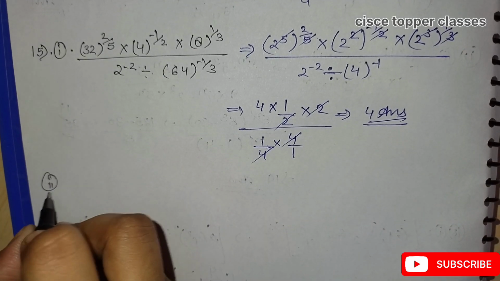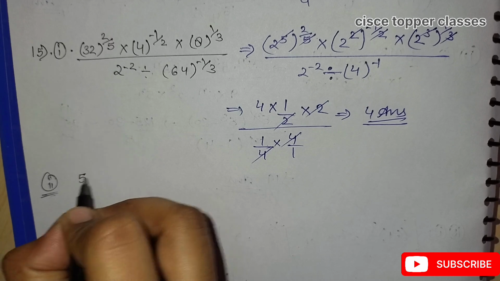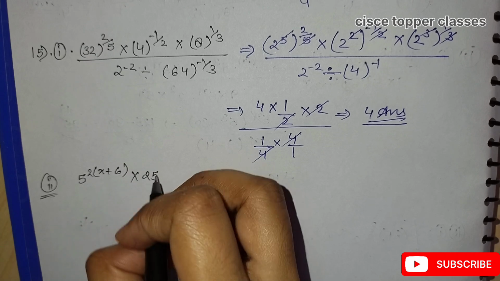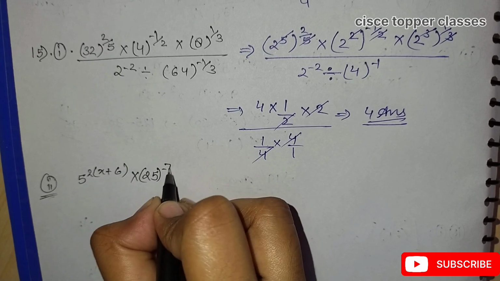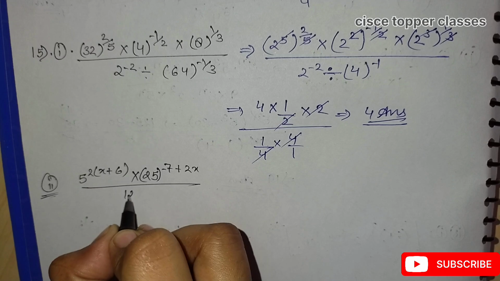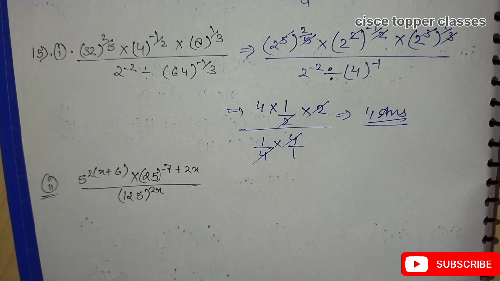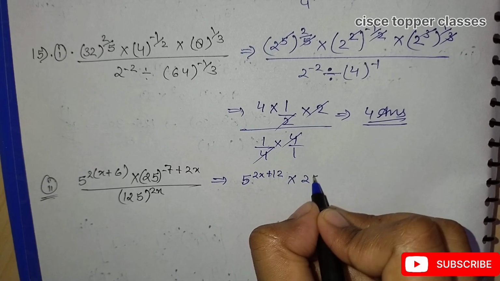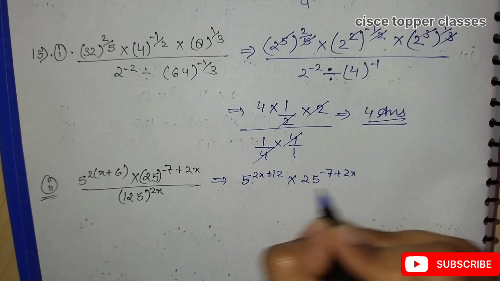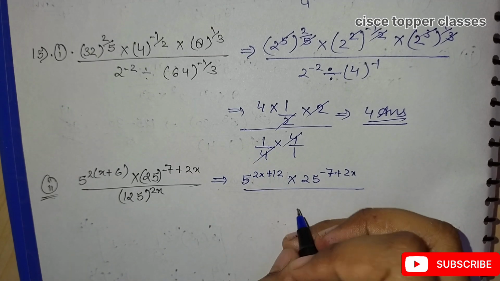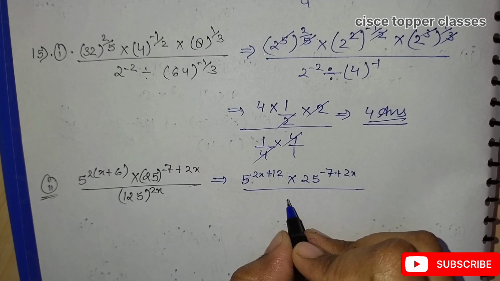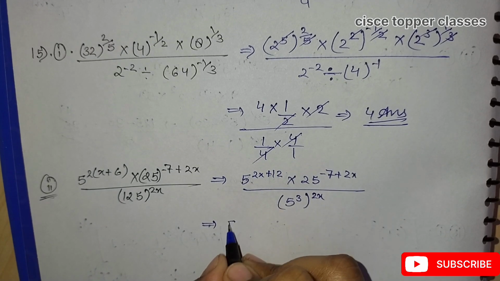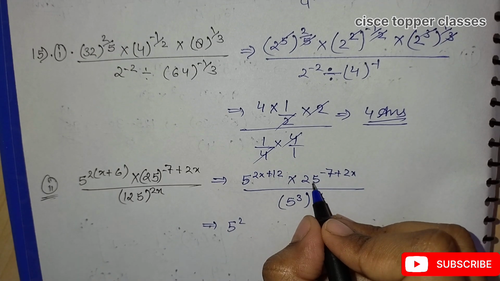Now the second part of 15th question here is 5 to the power 2x plus 6 and here into 25 to the power minus 7 plus 2x divided by 125 to the power 2x. So simply we can write this part as 5 to the power 2x plus 12 into 25 to the power minus 7 plus 2x divided by 125 to the power 2x. We can simply write this as 5 to the power 3 and here 2x.